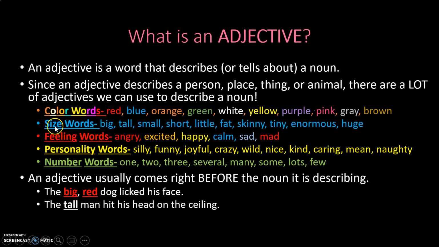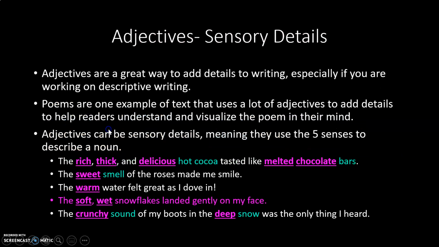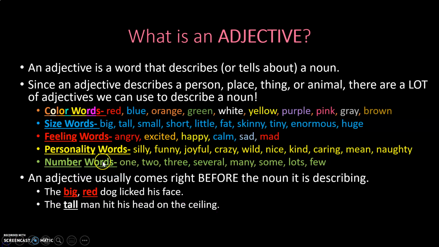Size words. Words that describe the size of a person, place, or thing are great examples of adjectives. Like big, tall, small, short, little, fat, skinny, tiny, enormous, huge. These are all examples of size words. I'm sure you can think of many, many more to describe the size of a person, place, thing, or animal.